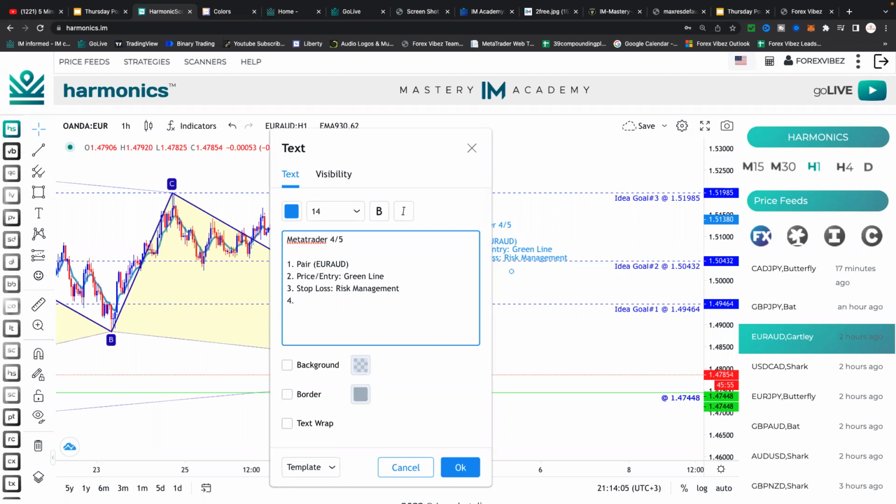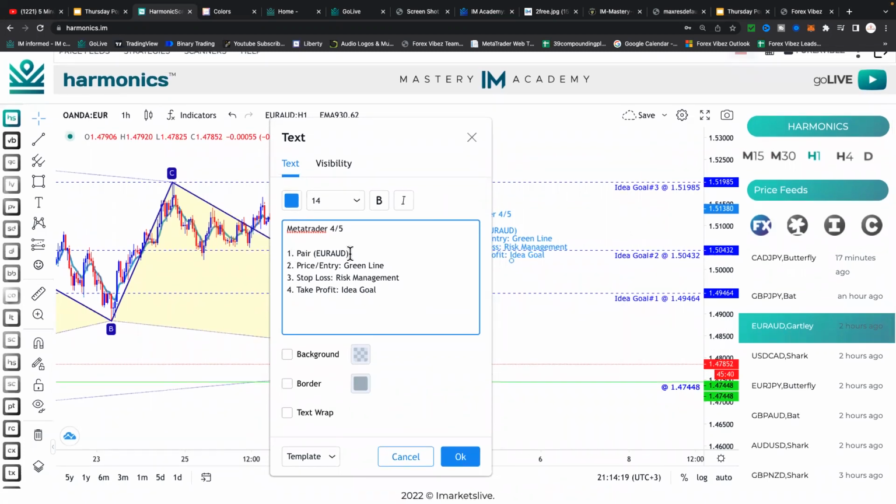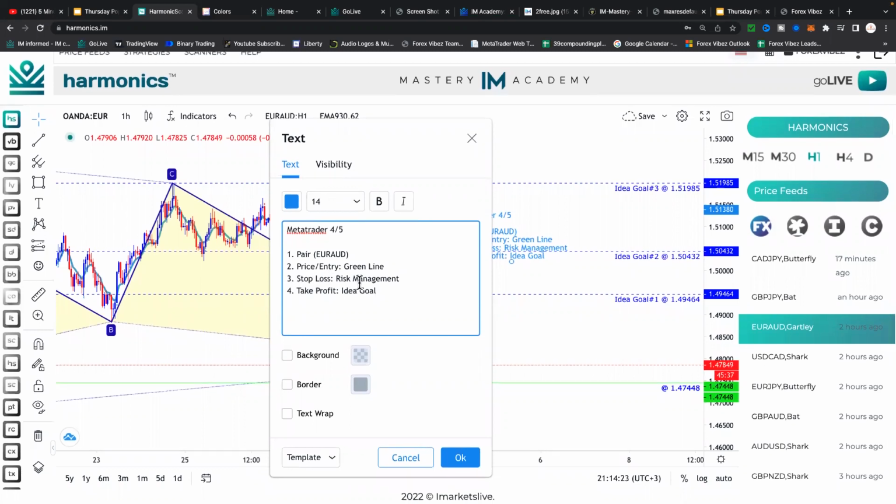All right. The last thing it's going to ask you for is your take profit. What is your take profit? That's your money. Over here, it's going to say idea go. Your take profit is the same thing, we say idea go over here. So you're going to need to know your pair, your price or your entry, which is your green line, and your stop loss, which is risk management.